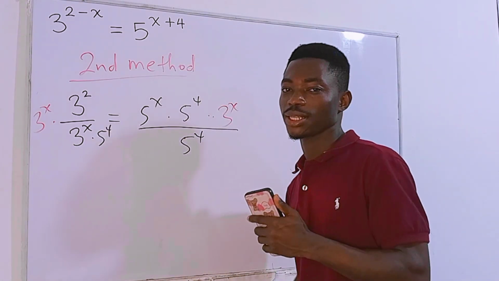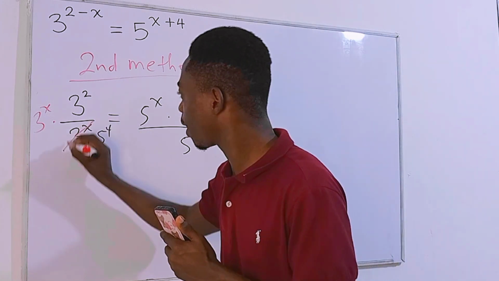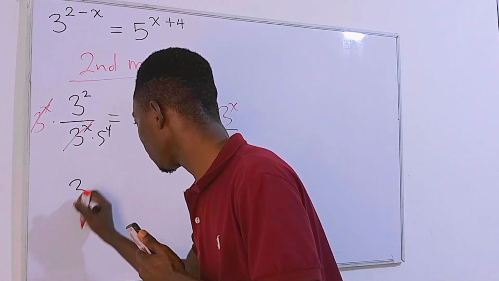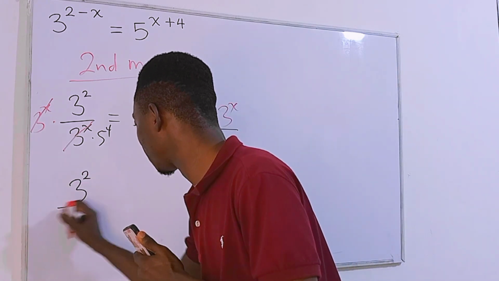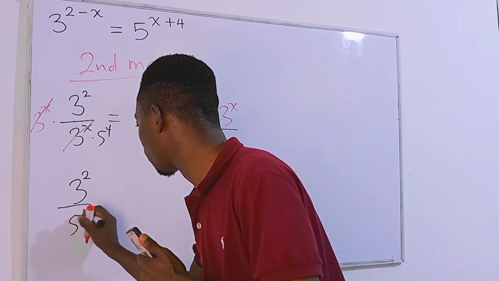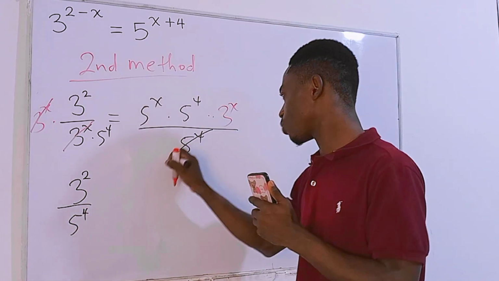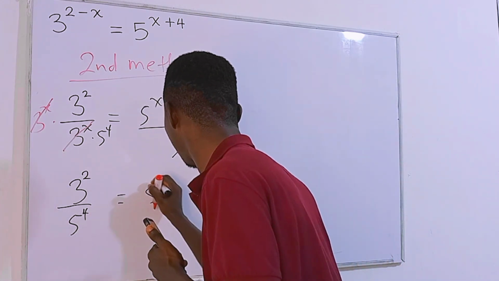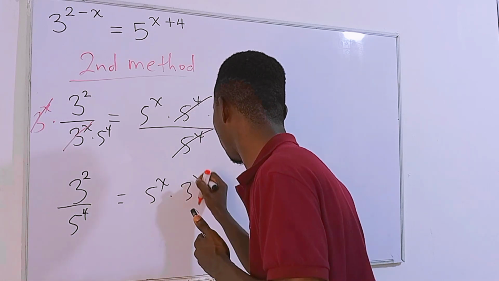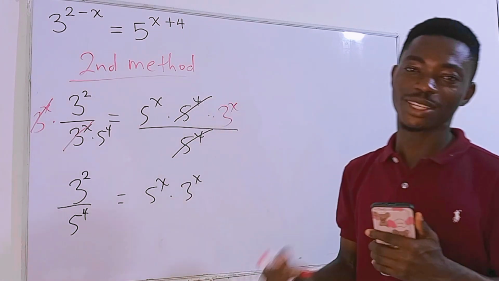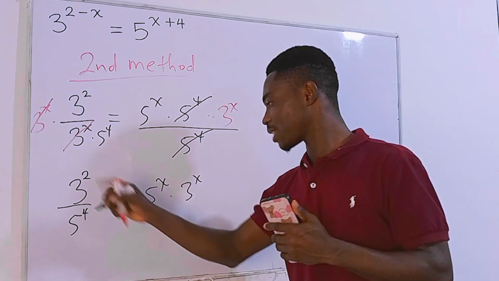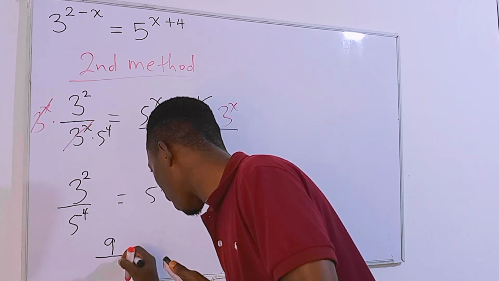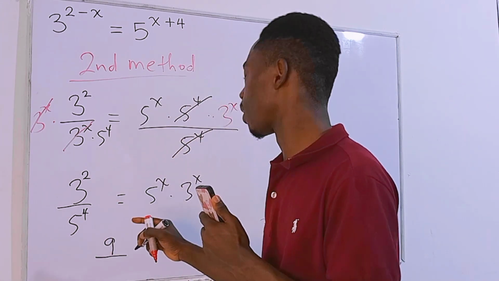Then dividing it will multiply this 5 to the power 4. As simple as that. Now check this. This right here will cancel out that. Then we'll be left with 3 to the second power divided by 5 to the fourth power. Then this right here will also cancel out that, and we will also have 5 to the power x times 3 to the power x. That is pretty cool. 3 to the second power is nothing but 9, then divided by, what is 5 to the fourth power?